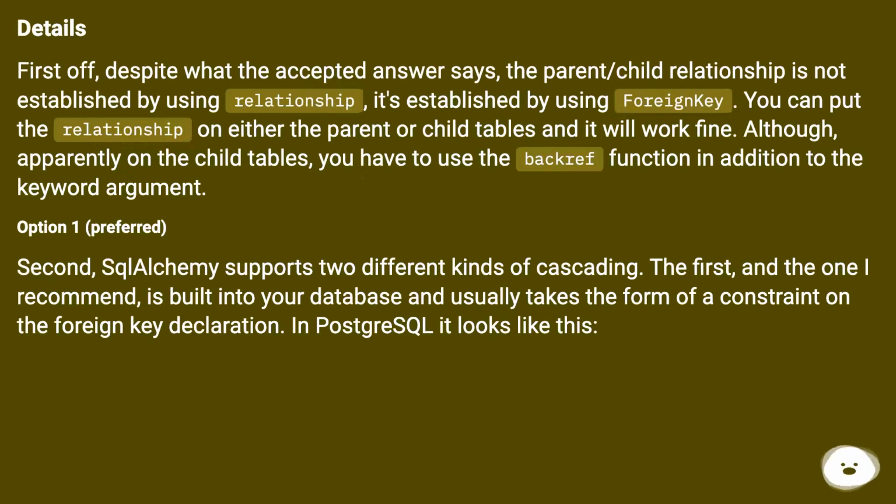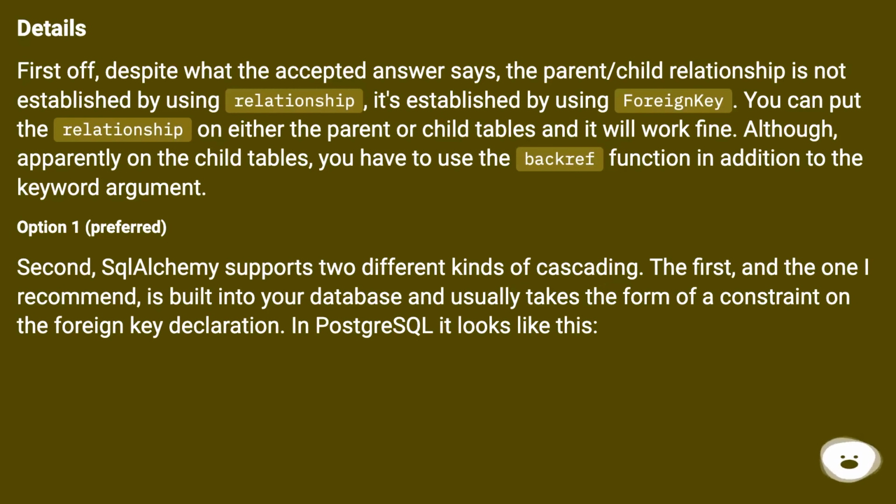Details. First off, despite what the accepted answer says, the parent/child relationship is not established by using relationship, it's established by using foreign key. You can put the relationship on either the parent or child tables and it will work fine. Although, apparently on the child tables, you have to use the backref function in addition to the keyword argument. Option 1, preferred. Second, SQLAlchemy supports 2 different kinds of cascading.